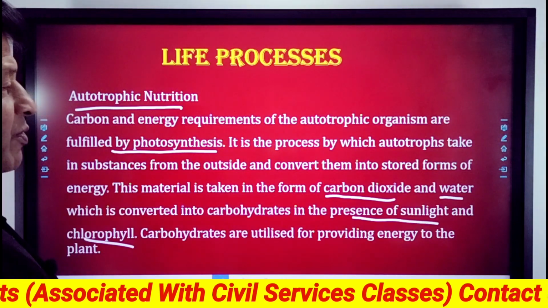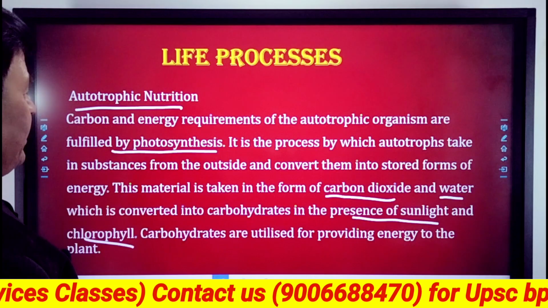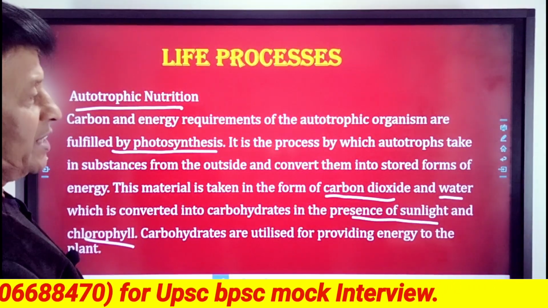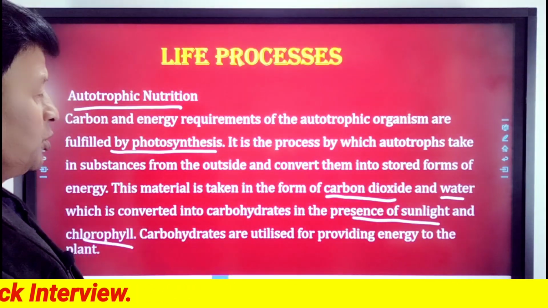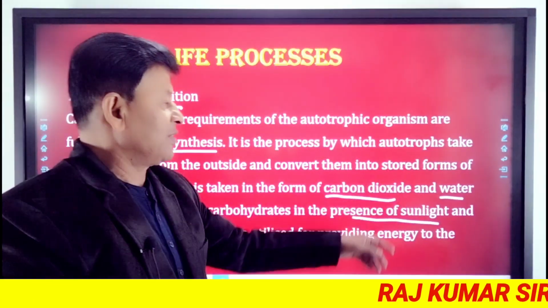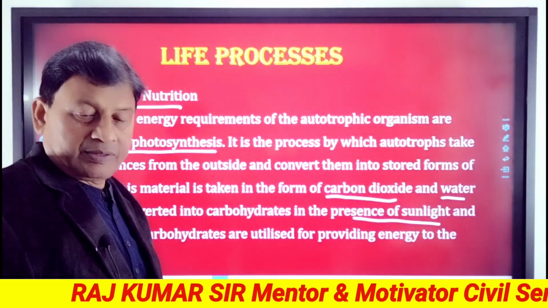Carbohydrates are utilized for providing energy to the plant. This way, what we need, प्रकाश संश्लेषण के लिए हमें क्या क्या चाहिए? We need carbon dioxide. This is from the environment, water from the root, from the soil, and then you need the sunlight, and then chlorophyll, the green pigment.